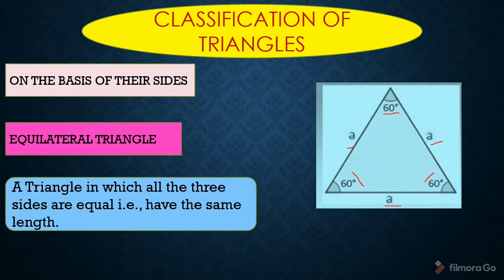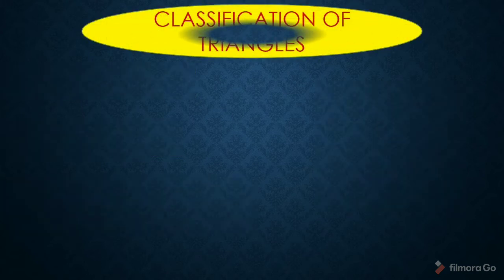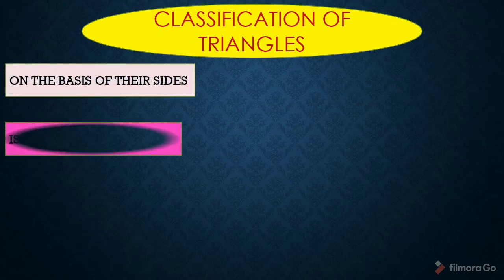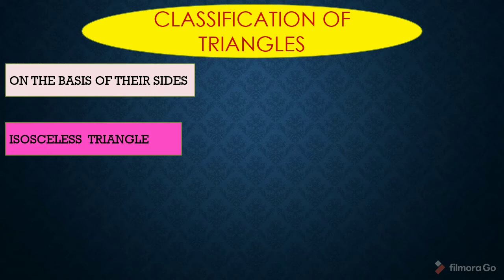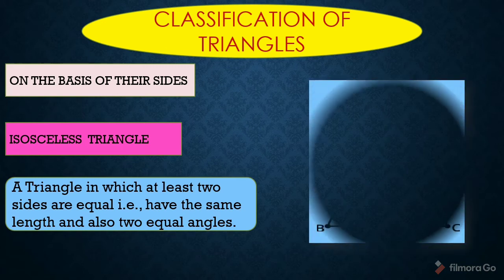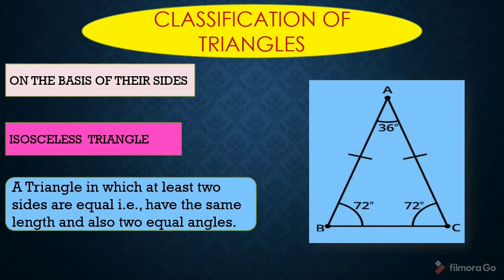Next one, on the basis of their sides, isosceles triangle. A triangle in which at least two sides are equal, that is, have the same length and also two equal angles. Look at the picture. Here two sides are equal, this one and this one. These two sides are equal and also two angles are equal. So it is an isosceles triangle.